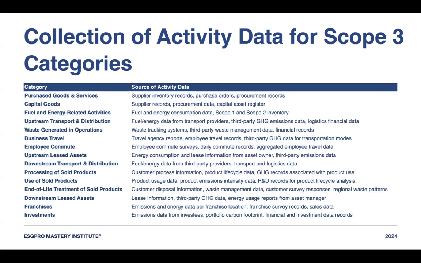So capital goods data, if I'm talking, then of course I'm talking about supplier records, procurement data, capital asset register, etc. If I'm saying fuel and energy related activity, category number 3, then fuel and energy consumption data has to be made available for a scope 1 and 2 inventory on their side, which becomes a scope 3 for me.